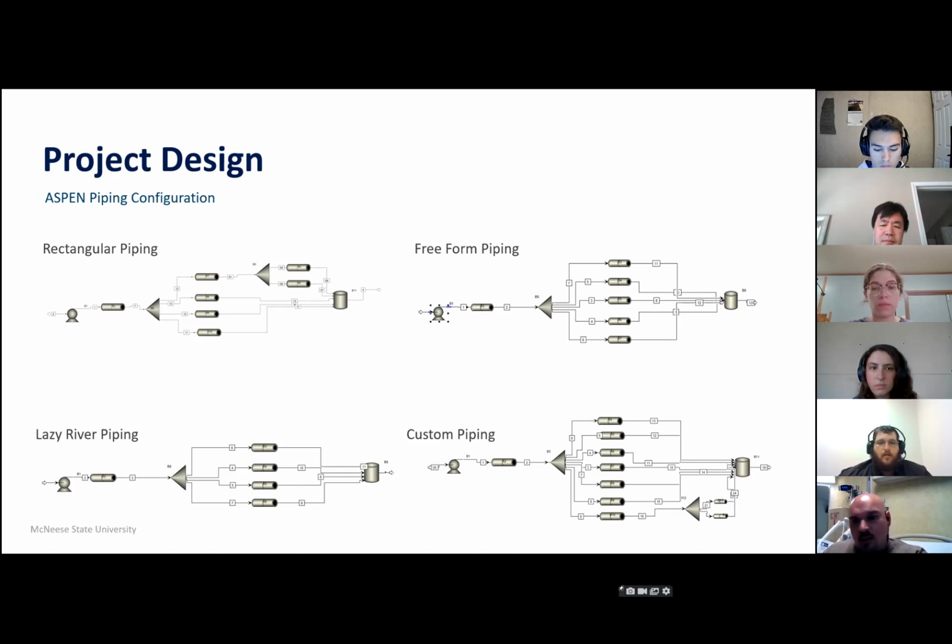As you can see here, there are 4 designs, one for each individual pool. On the top left, there is the rectangular pool. Top right is the design for the freeform pool. The bottom left is the lazy river pool, and the bottom right is the custom pool. And we're going to use these to move on into summarizing the results of the piping system.